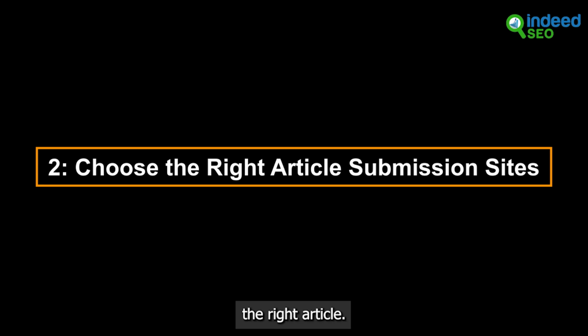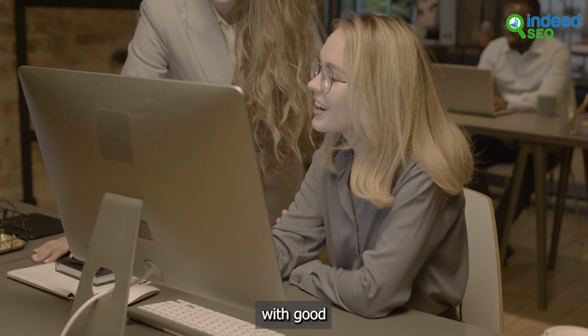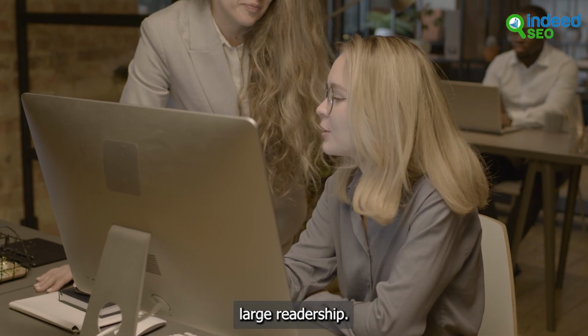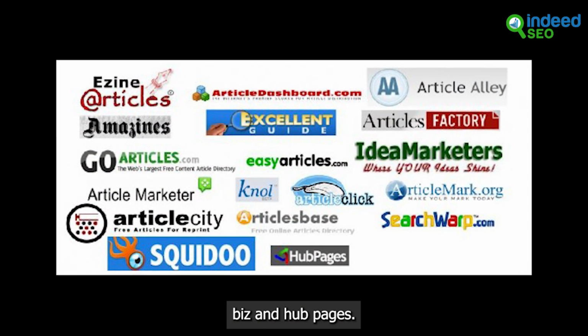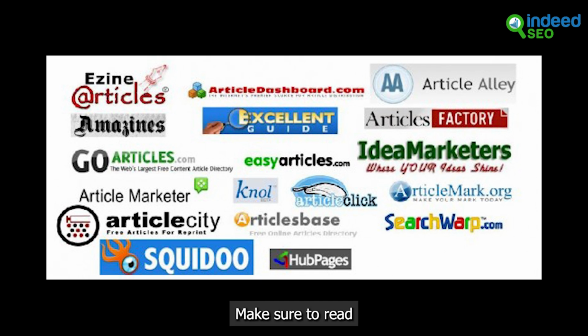2. Choose the right article submission sites. Look for high-authority websites with good domain authority and a large readership. Popular sites include Ezine Articles, ArticleBiz, and HubPages. Make sure to read and follow their submission guidelines.